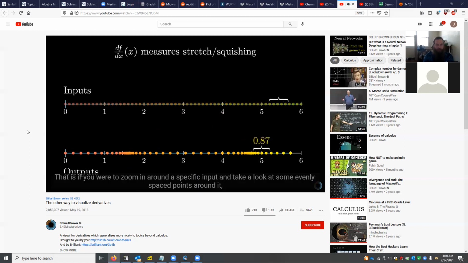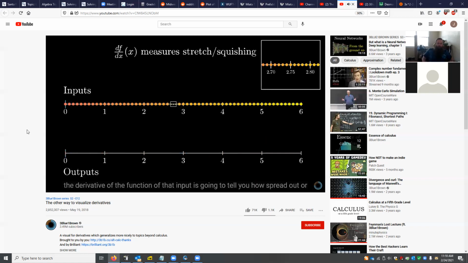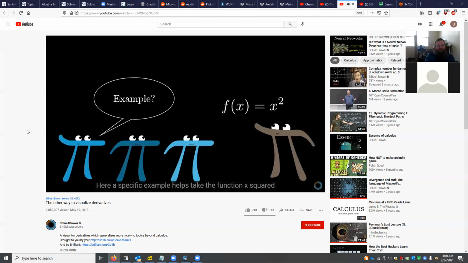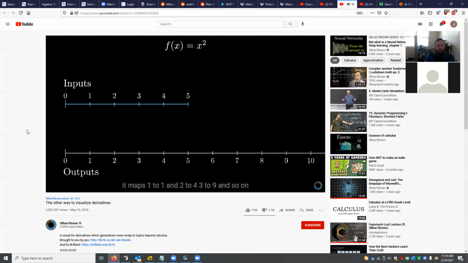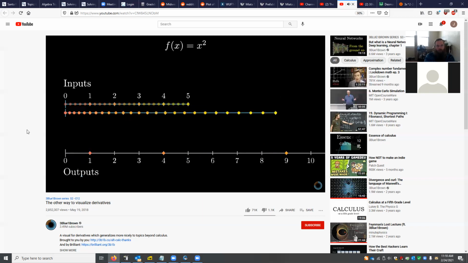That is, if you were to zoom in around a specific input and take a look at some evenly spaced points around it, the derivative of the function at that input is going to tell you how spread out or contracted those points become after the mapping. Here, a specific example helps. Take the function x squared. It maps 1 to 1 and 2 to 4, 3 to 9, and so on. And you could also see how it acts on all of the points in between.